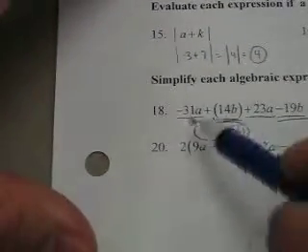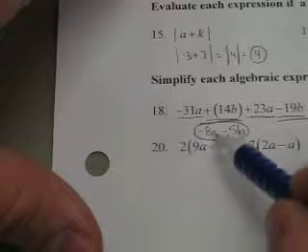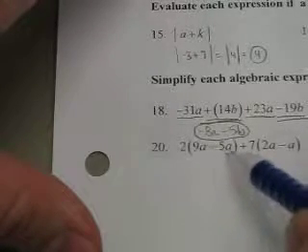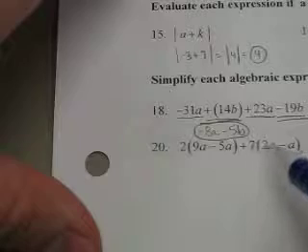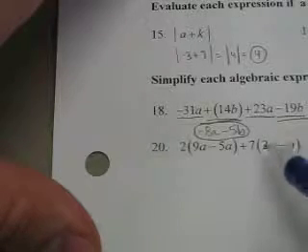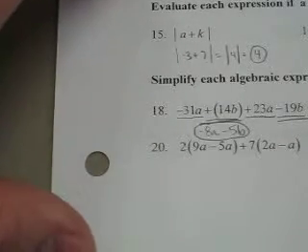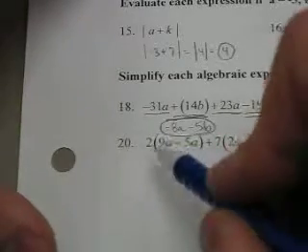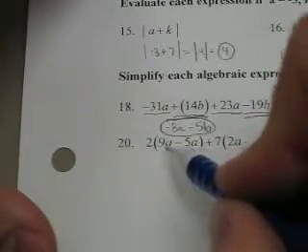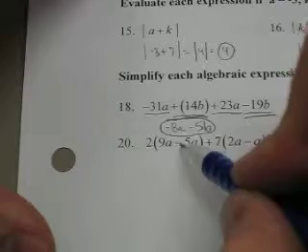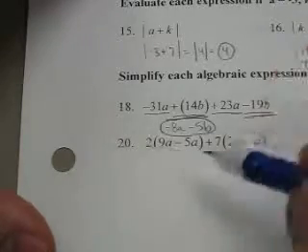Number 20. Looks like we have multiplication, we have parentheses, we have addition, multiplication, and an expression that we can simplify in parentheses again. So a lot of people like to do the distributive property anytime they see two terms inside of parentheses with a single number on the outside.